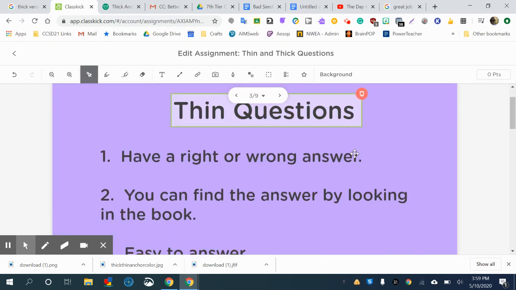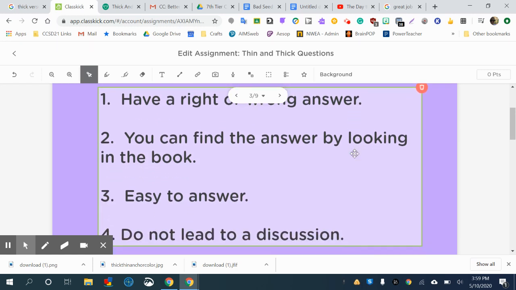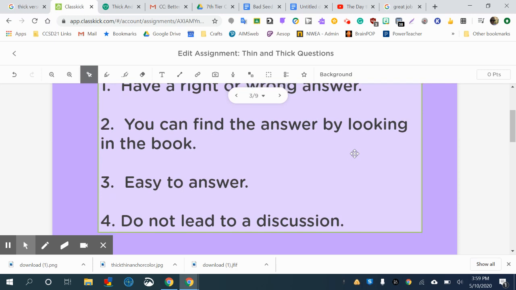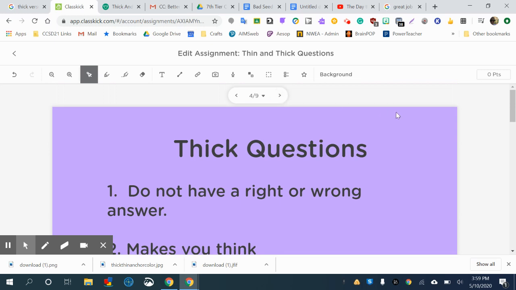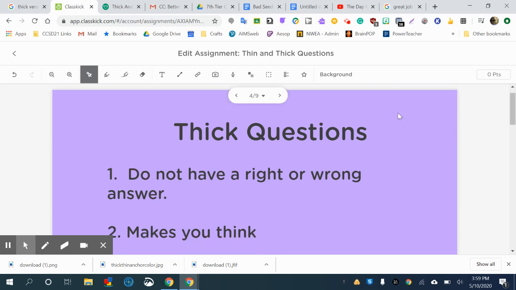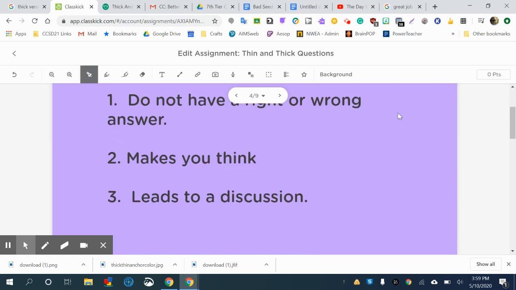So thin questions, they have a right or wrong answer. You can find the answer by looking in the book. They're easy to answer, and they do not lead to a discussion. We talked about this last time, that once a thin question is answered, it is answered. There's really nothing anybody else can contribute without just repeating the answer. A thick question is the opposite of that. There's not a right or wrong answer. It makes you think, and it'll lead to a discussion.